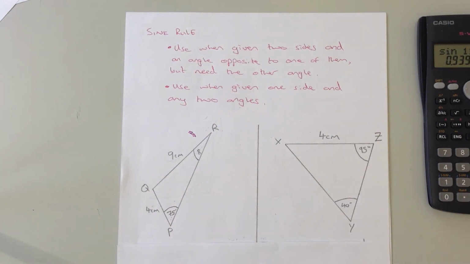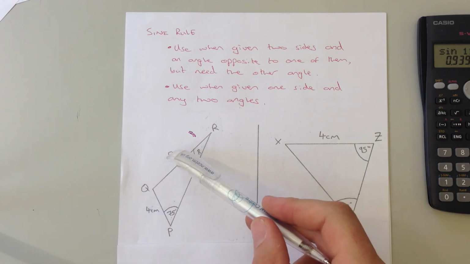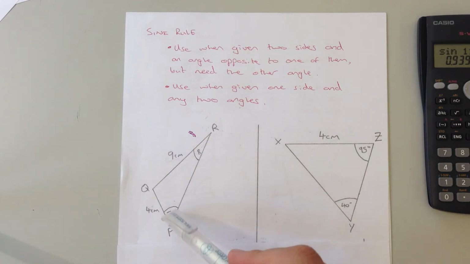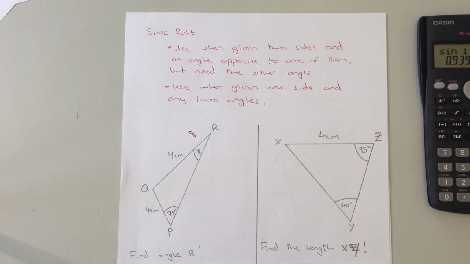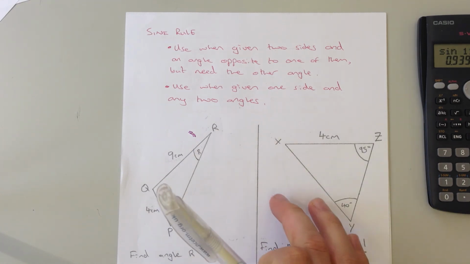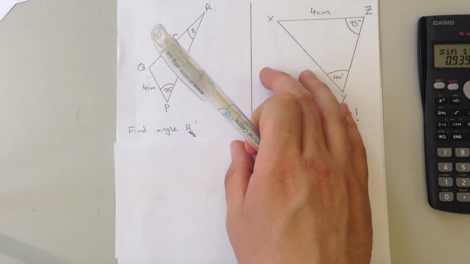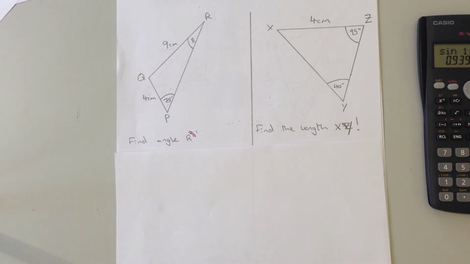So on the left hand side here, we have two sides, 9 and 4, and the angle opposite 9, which is 75 degrees. So we're going to be working out the angle R. Find the angle R, and it's opposite to 4 centimeters. So, how do we do that then?